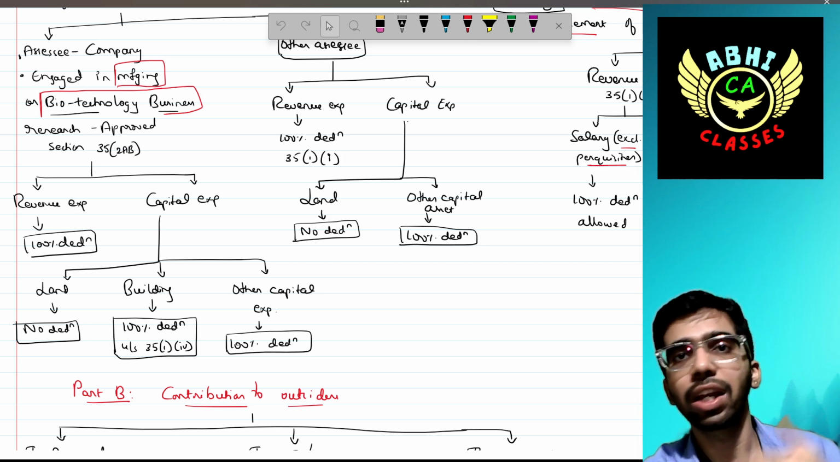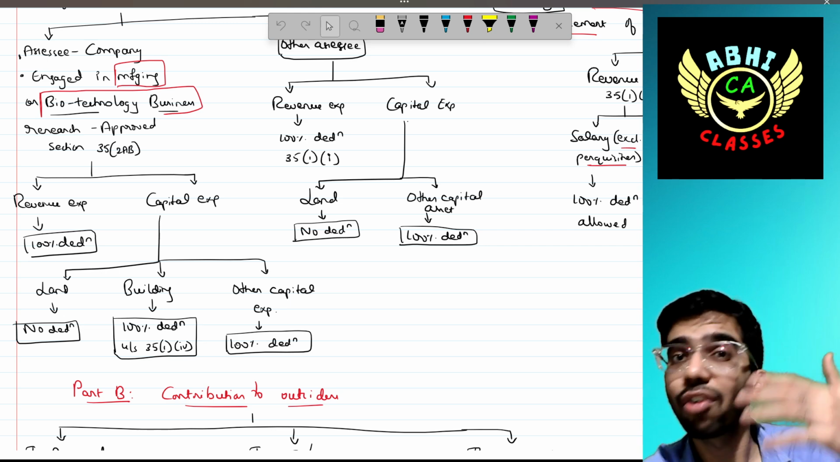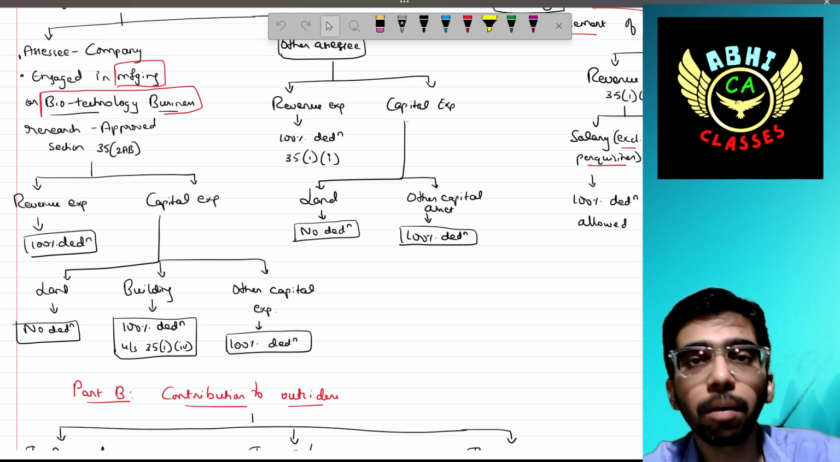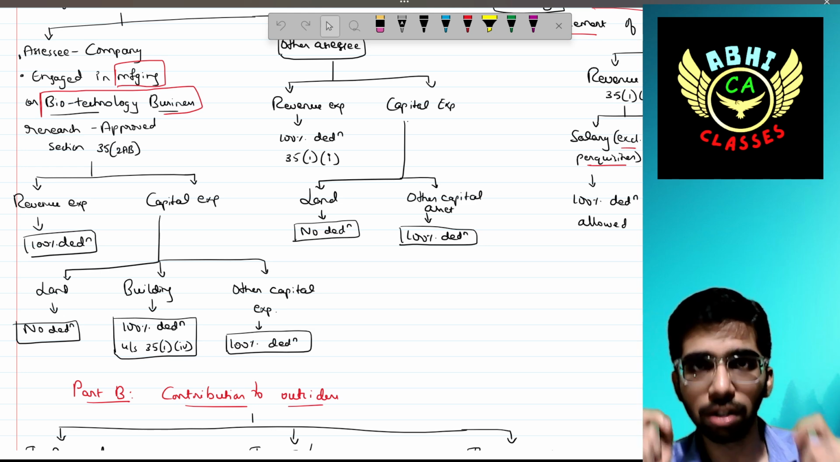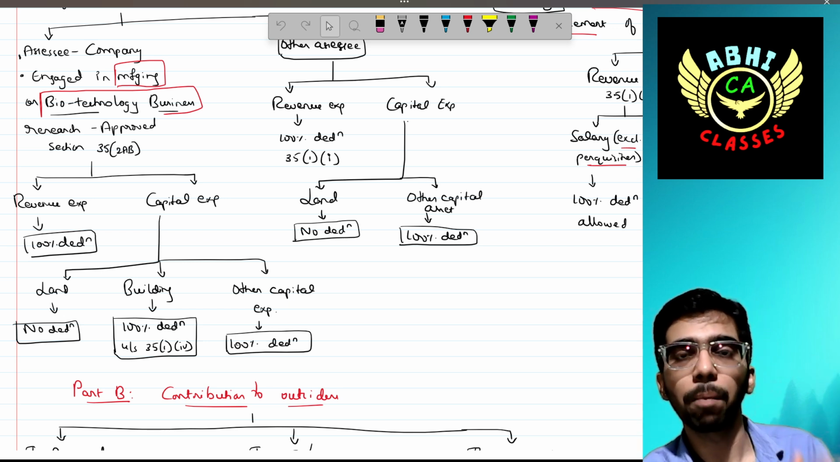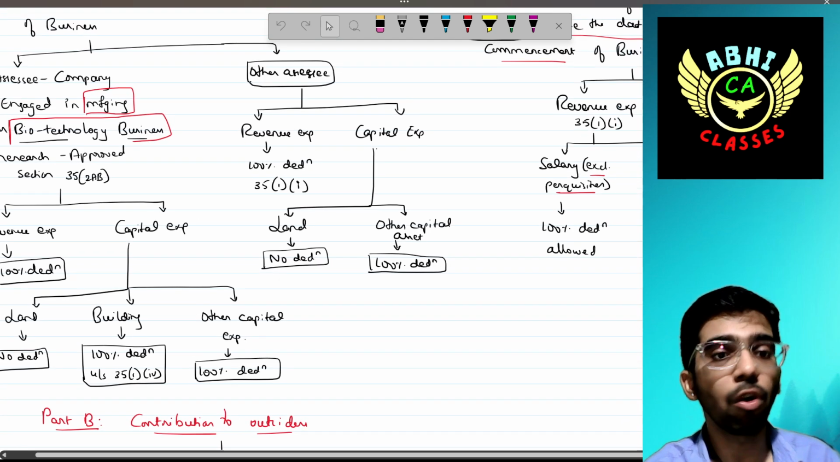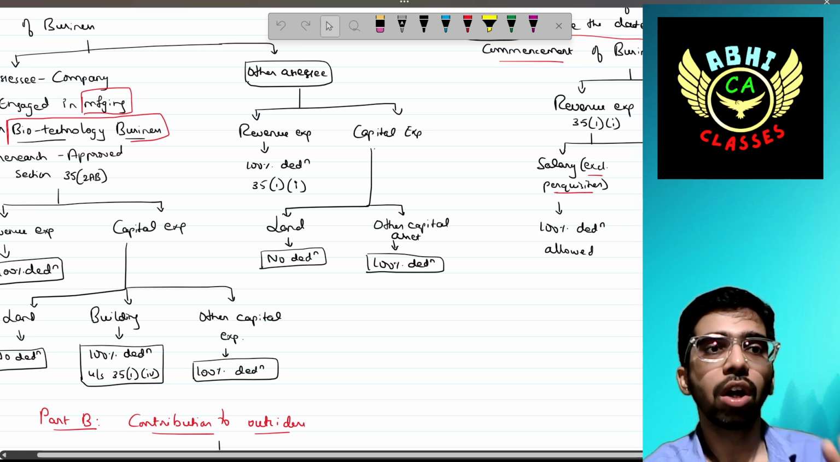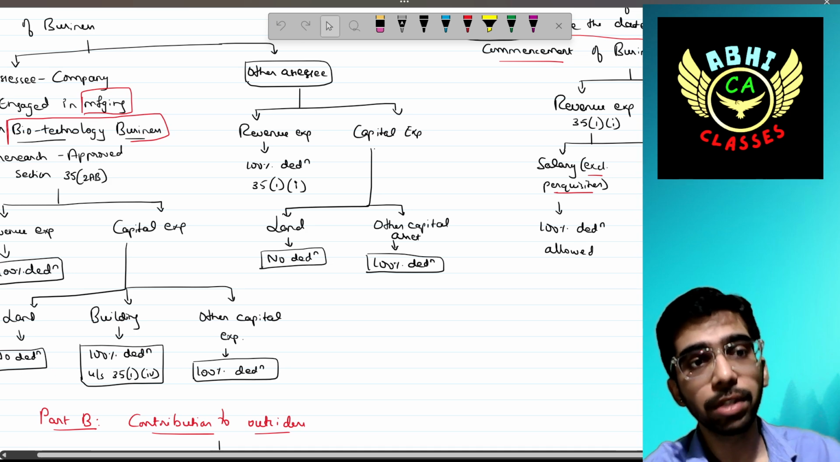Next, if you are incurring any other capital expenditure in respect of plant and machinery or furniture, or any other required capital expenditure, then also 100% deduction would be available. Okay, this is in respect of a company in a manufacturing or biotechnology business. Next, we will see the other assessees, meaning not a company, or a company not engaged in this business activity.